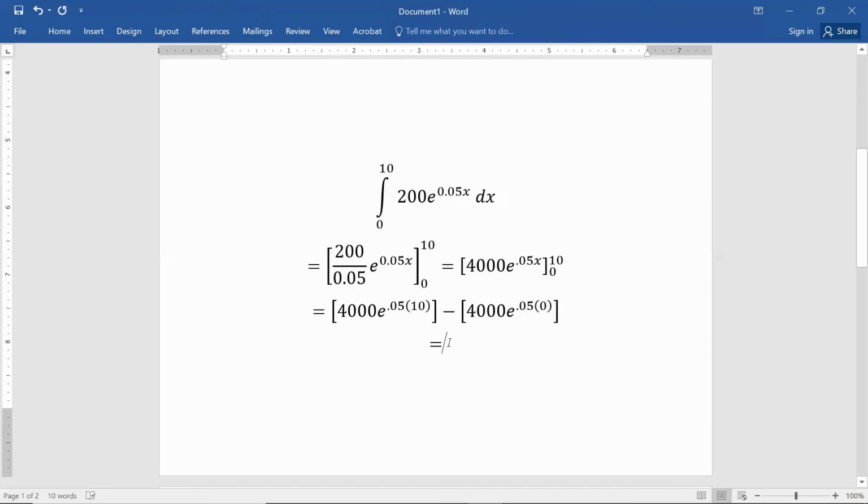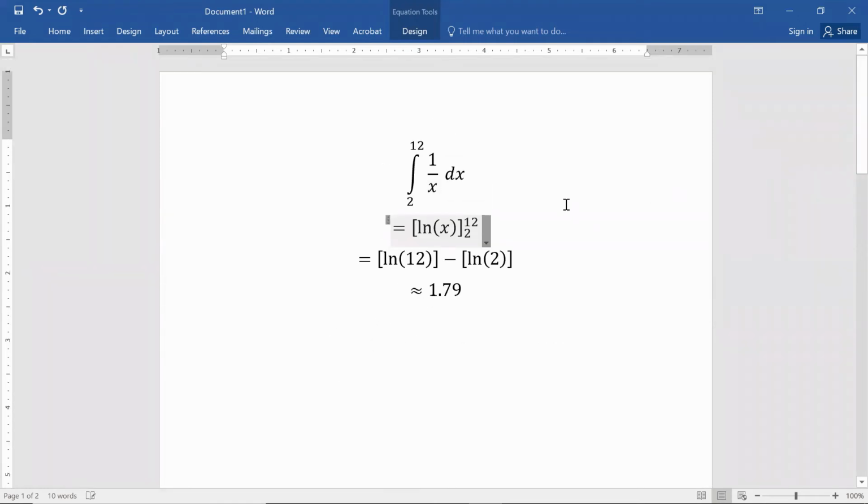When it's all said and done, we get approximately 2594.89, rounding to 2 decimal places. That's a pretty neat feat to be able to do that. The Riemann sum approach to this would have taken me an extremely long time to get something close to 2594.89.